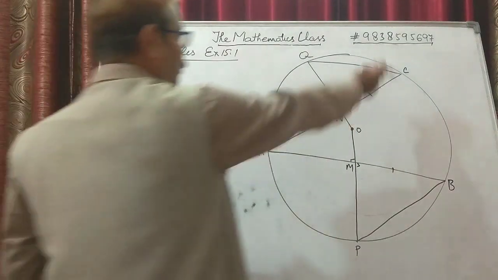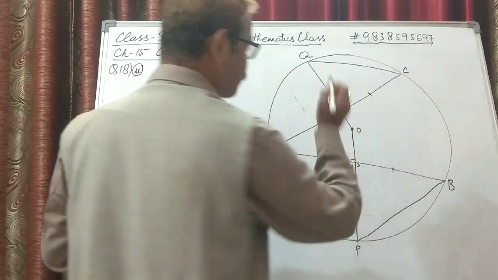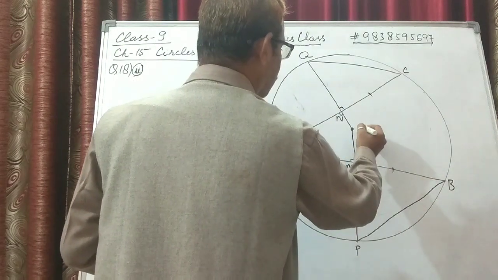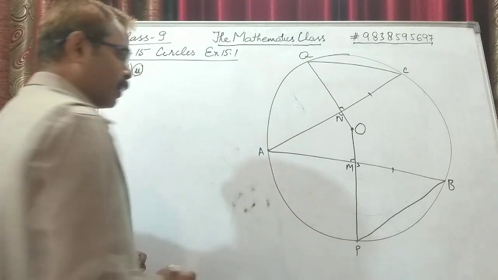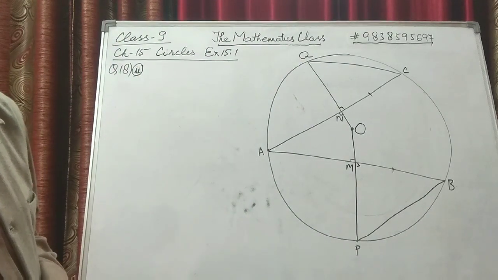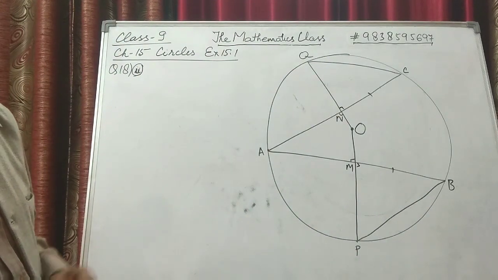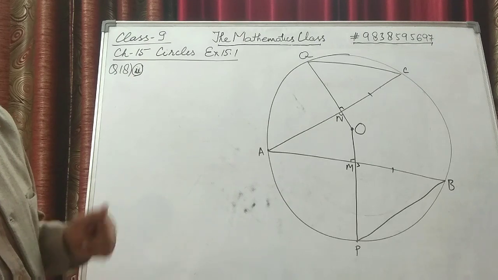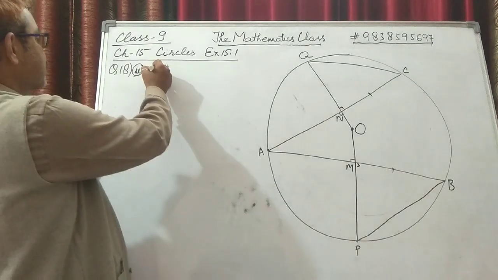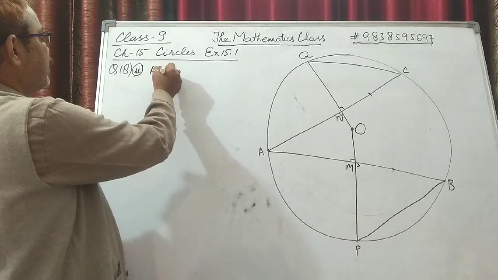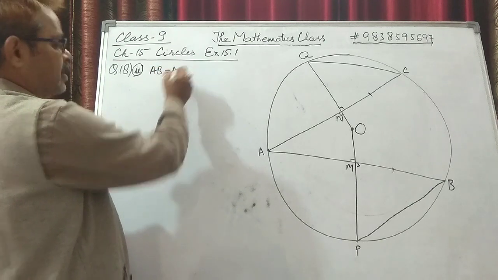So first thing, I have drawn a circle and its center has been marked as O. O is the center of the circle, number 1. Then they say AB and AC are chords of the circle such that AB is equal to AC. What is given? Chord AB is equal to AC.